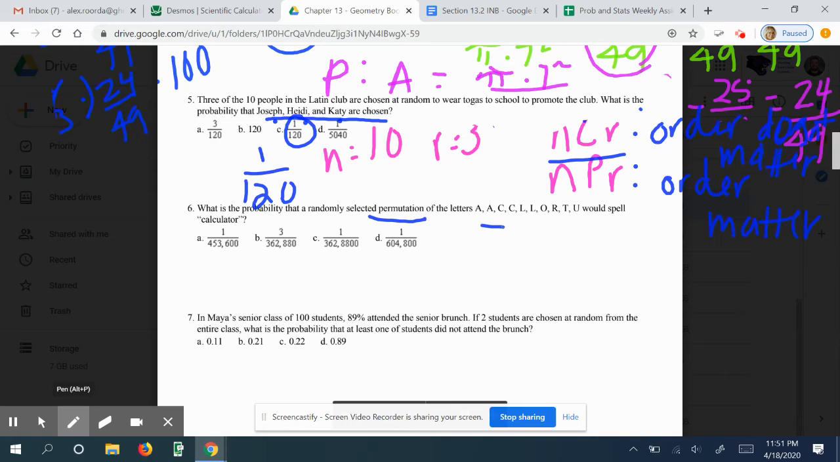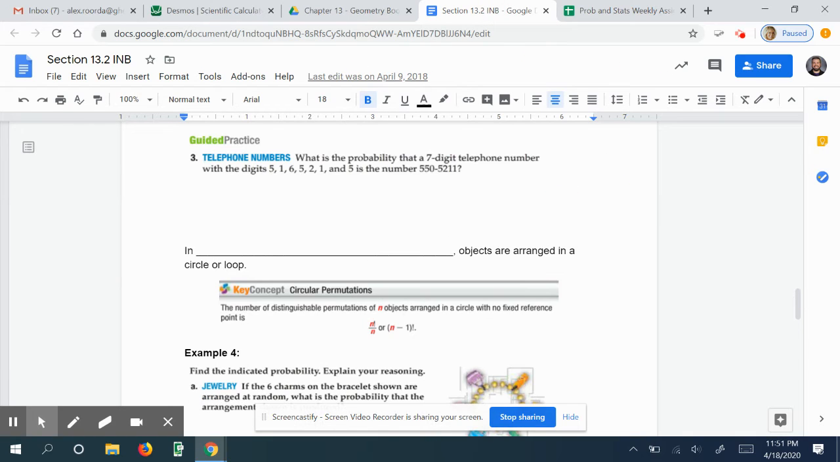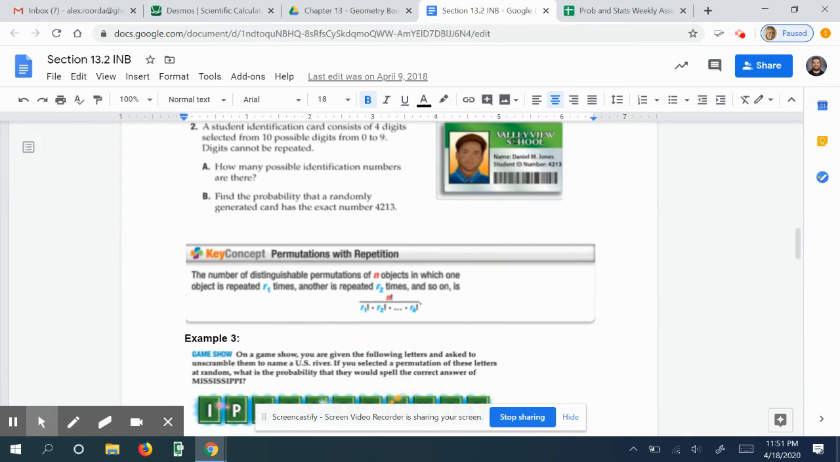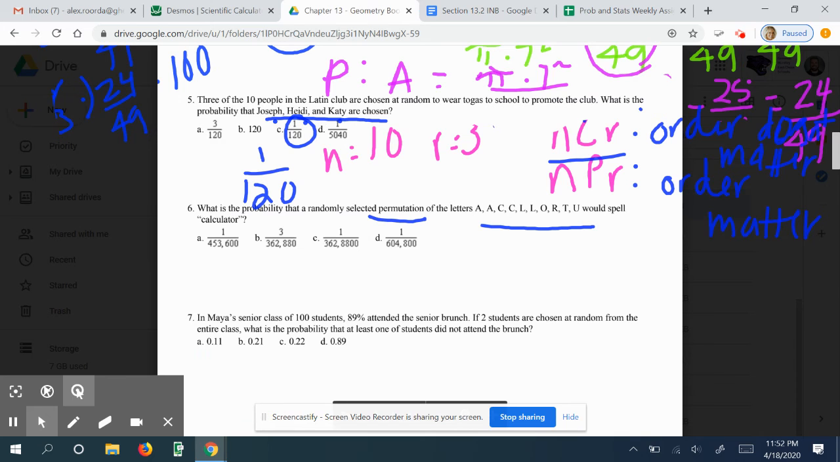Now, we had a special thing in our notes that we used for this. If you look at section 3.2, this was our permutation with repetition. And so what that did is it took the total number of letters that we had, n, took that factorial, divided by each one and the number of times they were repeated. So the r's on the bottom are the repeated letters. So that's what we're going to do here.